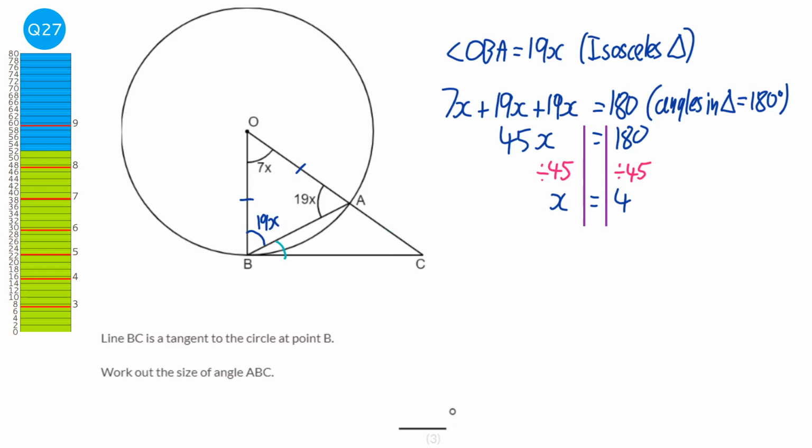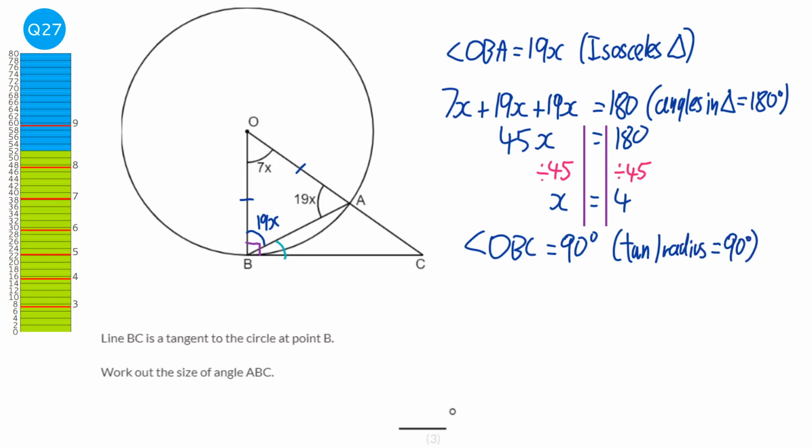So we know that this angle here is 90 degrees. So we can write that down. Angle OBC equals 90 degrees because it's the angle between a tangent and a radius. Again, make sure you write all the reasons in full.